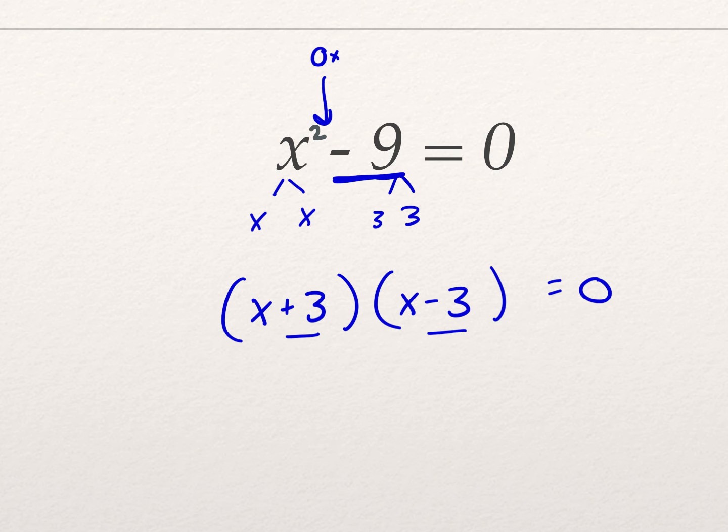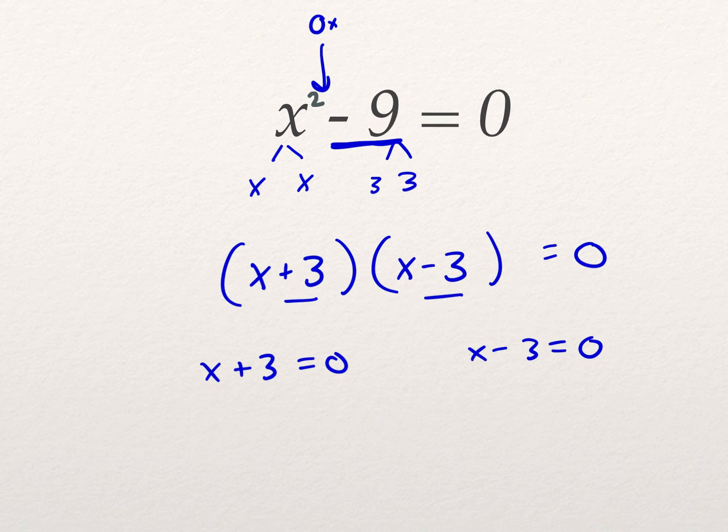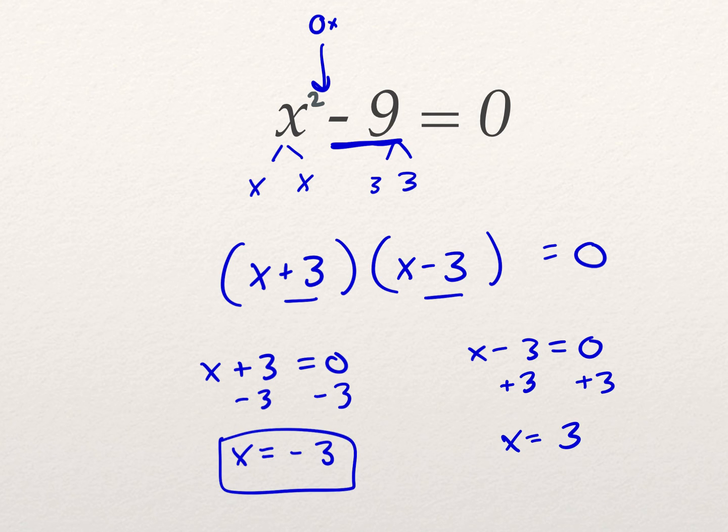What do I do next? Split it. So x plus 3 equals 0. X minus 3 equals 0. In the first one, how do I solve for x? Subtract 3 on both sides. So x is equal to? Negative 3. And in the second one, what do I do? Add 3 to both sides. So x is equal to? 3. So those are my two answers.